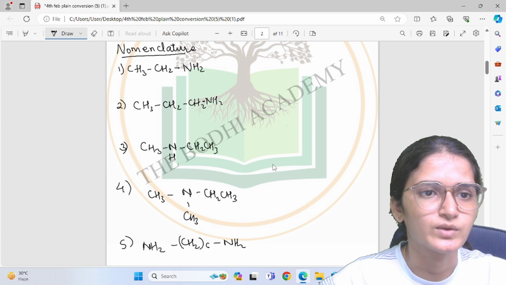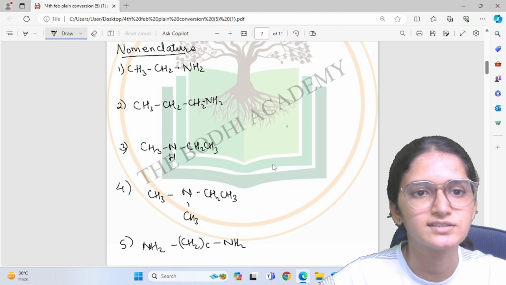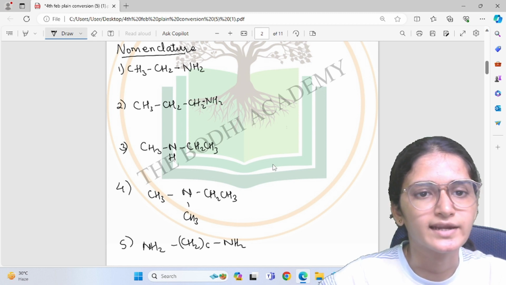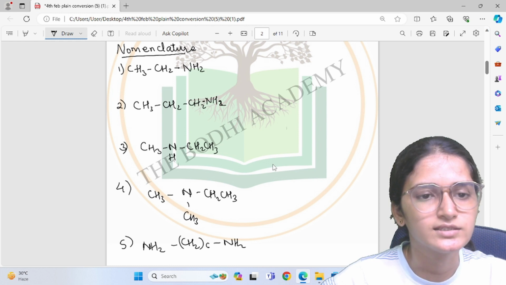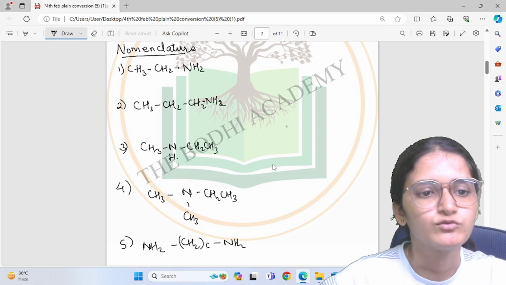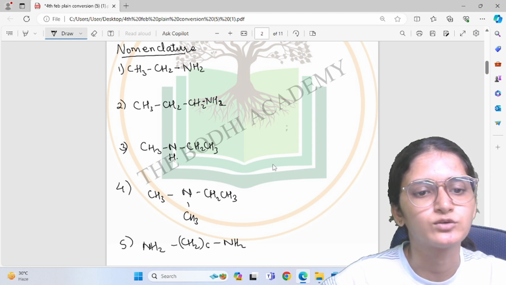Let us try to see what type of amines we have here. In the first case it is a primary amine since we have H2. In the second case also it is H2, so it is a primary amine. In the third case we have just NH, we are not having H2 here. NH means secondary amine. In the fourth case we have just nitrogen, and to that we have R groups attached. So this is a tertiary amine.